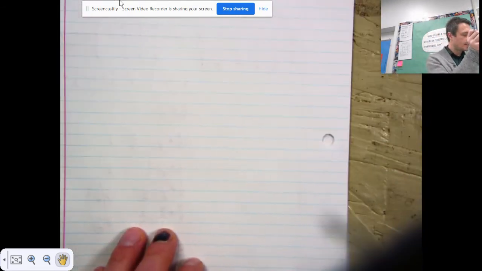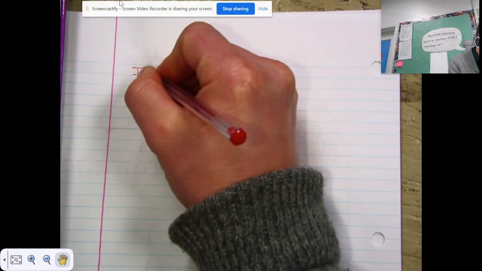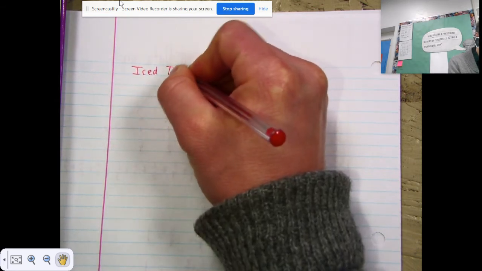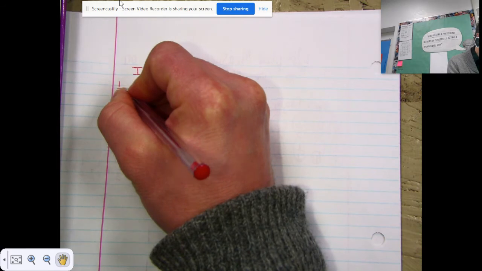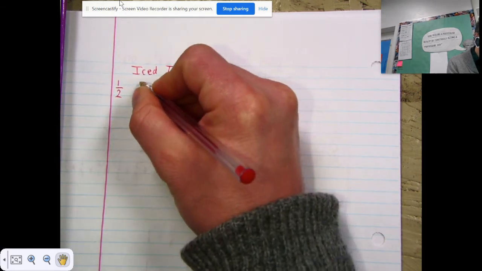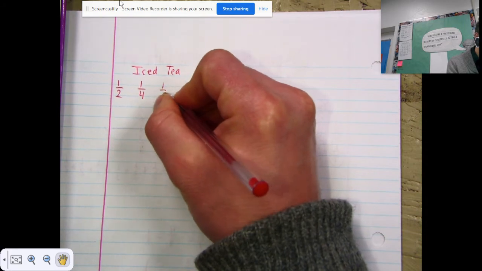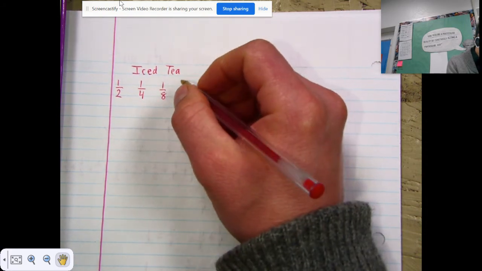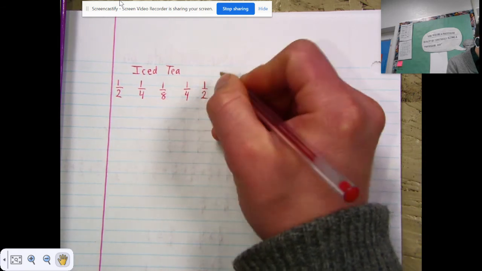Okay, let's say we have, just going to pick some kind of disorganized amount of material here. Let's say we have iced tea in quarts. We have one thing of iced tea that's 1/2 of a quart. We have another thing of iced tea that's 1/4 of a quart. Another thing of iced tea that's 1/8 of a quart. We have another one that's 1/4 of a quart. Another one that's 1/2 of a quart.